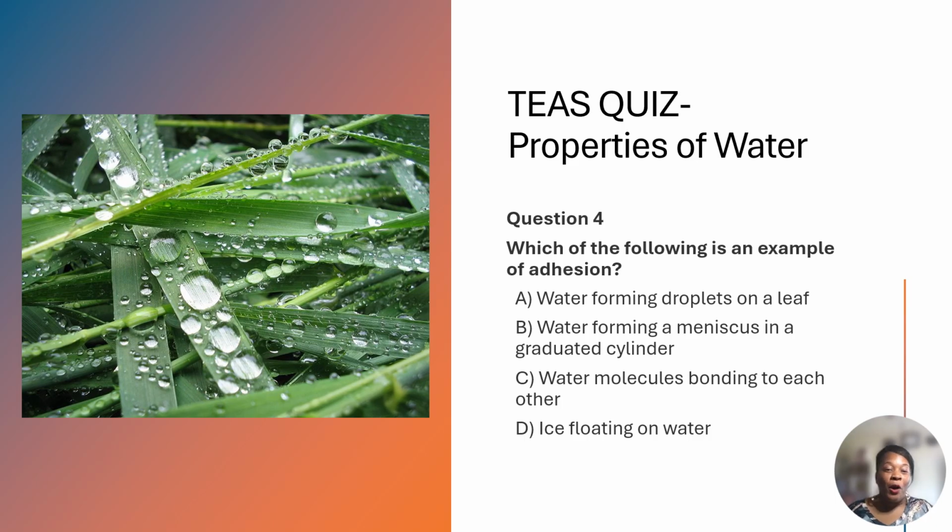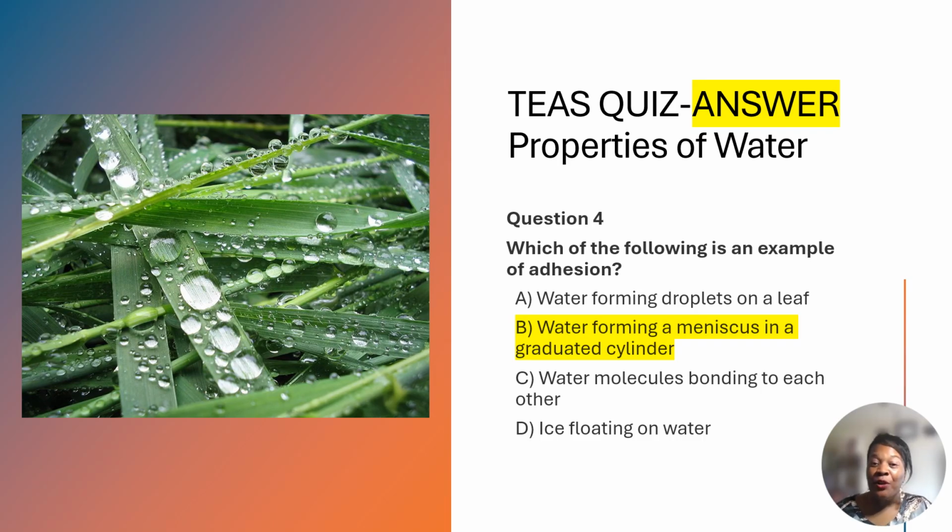Question number 4. Which of the following is an example of adhesion? A, water forming droplets on a leaf. B, water forming a meniscus in a graduated cylinder. C, water molecules bonding to each other. Or D, ice floating on water.